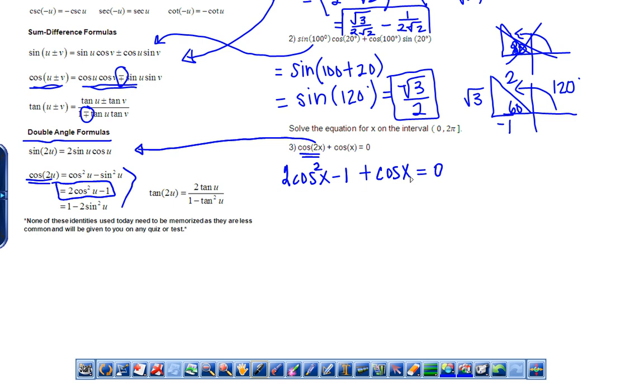I'm just going to rearrange this. Let's put our squared first. So that would be 2 cosine squared x, put my cosine next, and then minus 1. All right, this looks like something that we could factor. How about we change everything to just a plain Jane x? 2x squared plus x minus 1.